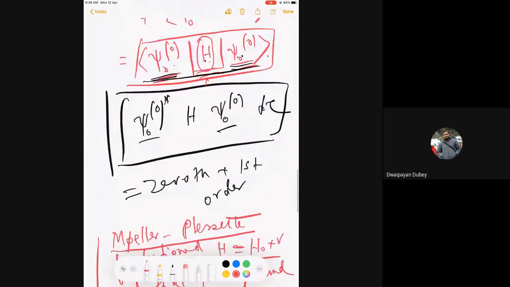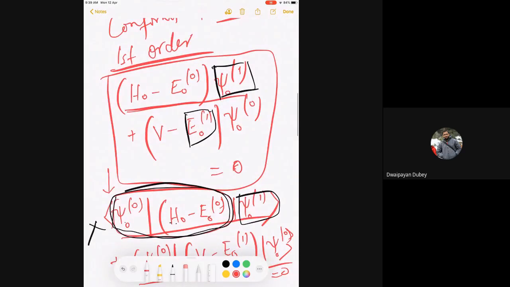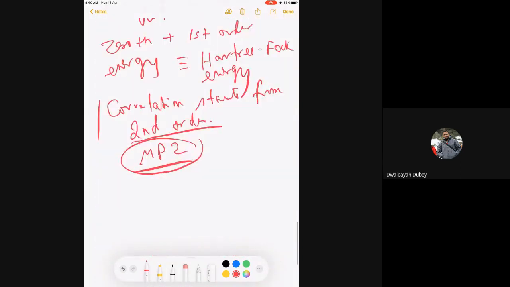I can go back to the first order equation once again. And now I said that I already know this, I don't know this. Before I know this, let me go to the second order equation and see what I need to know for the second order correction, because that is very important. So let me write the second order equation once again in a very easy way.